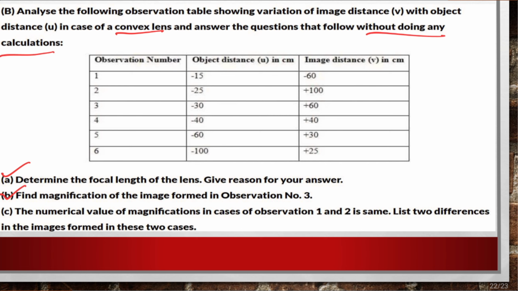Then second, find the magnification of the image formed in observation 3. Then third, the numeric value of magnification in the case of observations 1 and 2 is the same. List two differences in the images formed in these two cases.